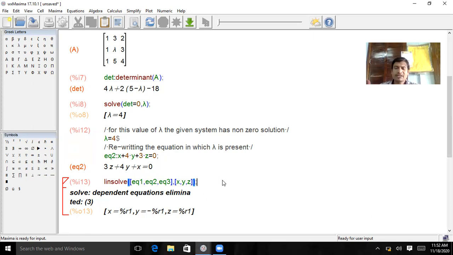Next class, I will discuss non-homogeneous linear equations. This is the system of homogeneous linear equations, the fifth experiment. Next, the sixth experiment is the system of non-homogeneous linear equations. Thank you all. Next class, I will discuss the non-homogeneous linear equations. Thank you.